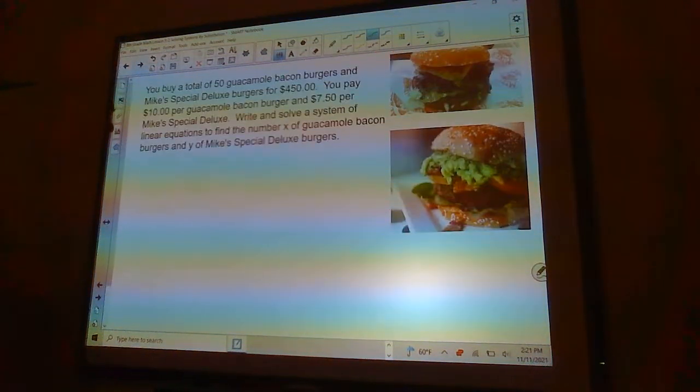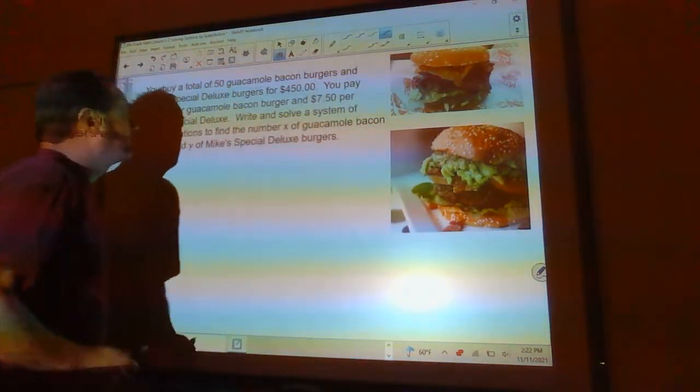Okay, moving right along. You buy a total of 50 guacamole bacon burgers and Mike's Special Deluxe burgers for $450. You pay $10 per guacamole bacon burger and $7.50 per Mike's Special Deluxe. Write and solve a system of linear equations to find the number x of guacamole bacon burgers and y of Mike's Special Deluxe burgers. Okay, so here we go.